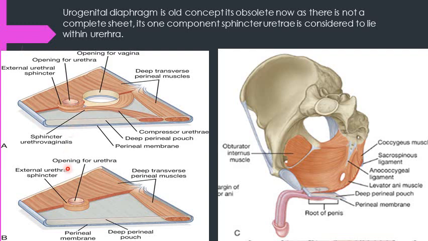And here in the male you can also see this is the sphincter urethrae component, and this muscle is encircling the urethra, and that muscle is the deep transverse perineal muscle. So it is very important to note down that these structures are present deep to, or above, the perineal membrane.